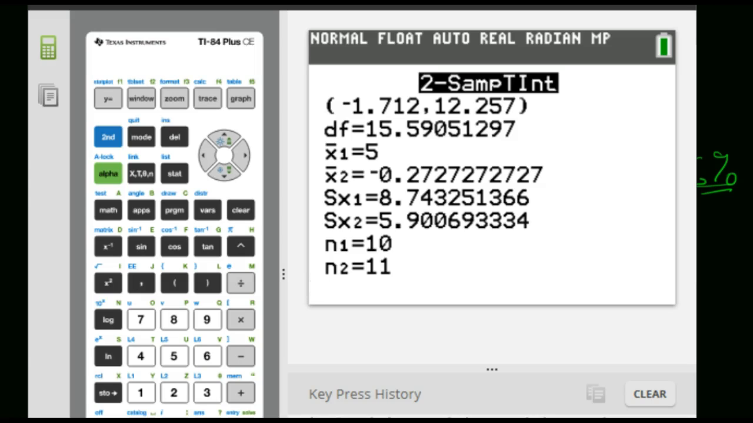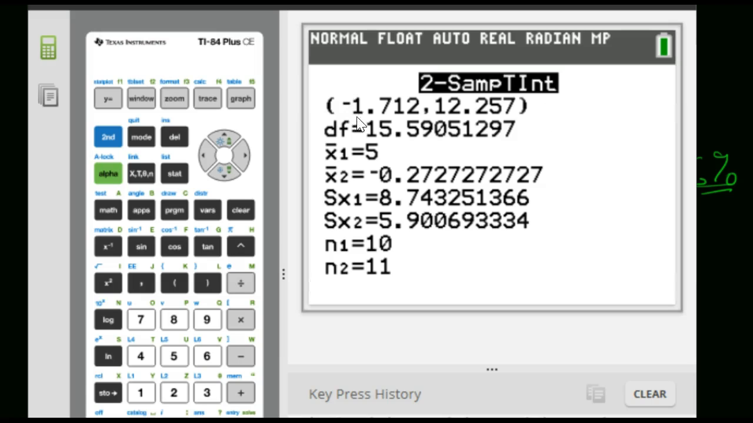Okay, so we're going to say that I'm 95% confident that the true difference between the two means is somewhere between negative 1.712 and 12.257. That's pretty broad, but the one thing that's really notable here is that it's negative on one side, positive on the other, so we cannot rule out that, in fact, the placebo effect is happening here, right? That there is no real difference between placebo and calcium.